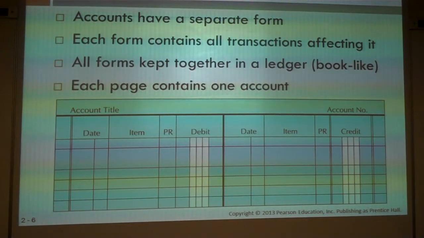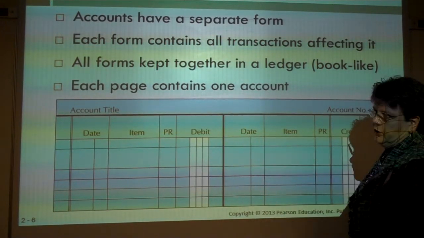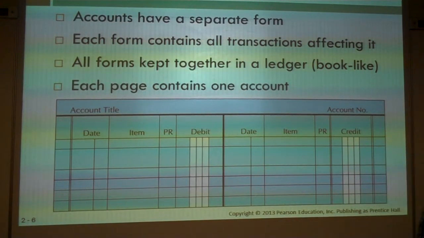You also have a picture in your book if you don't refer to the PowerPoint, but there's a place for the date. We don't always write something in the item column. There's a post reference column, so when we get ready to post, we'll have something there. And then we have a debit side and a credit side. Sometimes you don't have all of this. You might just have a debit column and a credit column. You wouldn't have all those other columns for the credit transaction.